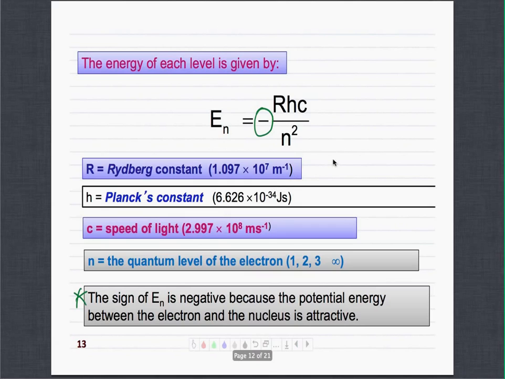Over n squared, where n is the level, the energy level that we're talking about. Okay? So n is the quantum level or the energy level that the atom is in, or the electron is in. Now, as you can see, the sign is minus. And this minus represents that it is negative because it's attraction. It's a potential of attraction.